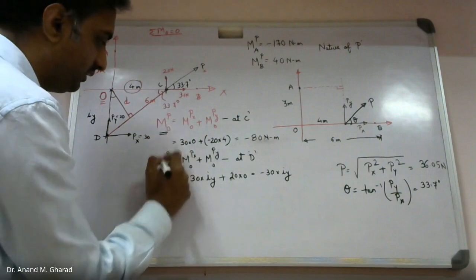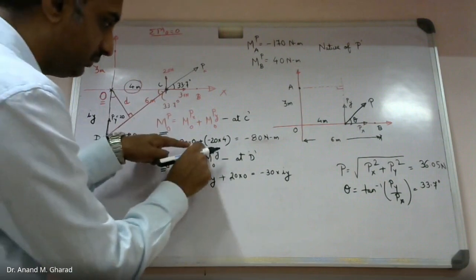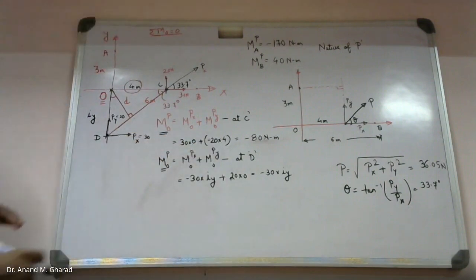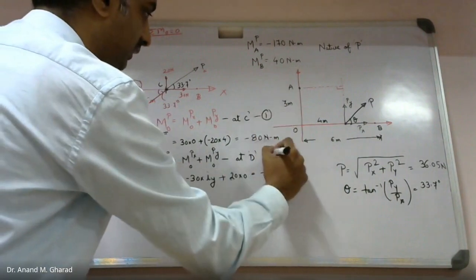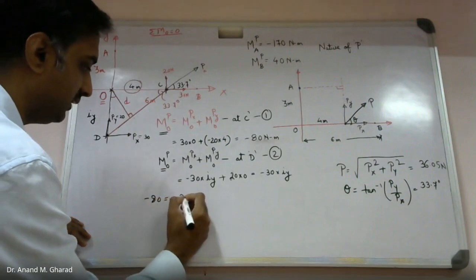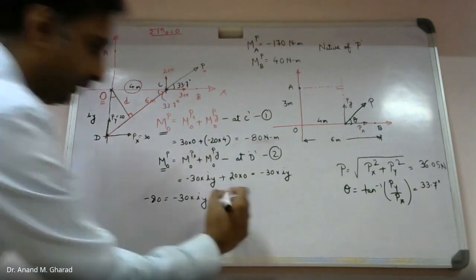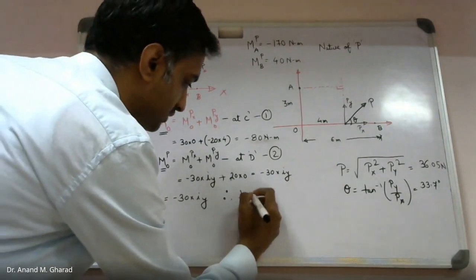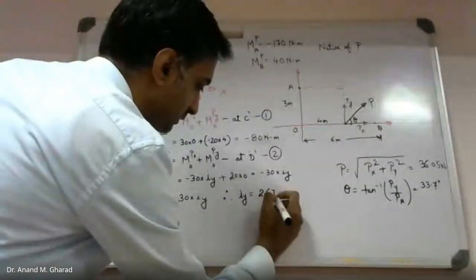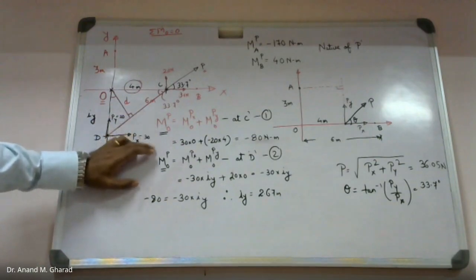So see, left hand side of both these equations, they are same. So what I will do, I will equate these two equations. Am I right? So from, let's say, equation 1 and equation 2, can I not say like this, that -80 is equal to -30 into IY? Am I right or wrong? Okay. And therefore, IY shall be equal to 2.67 meter. So this is how that Varignon's principle can be easily used.